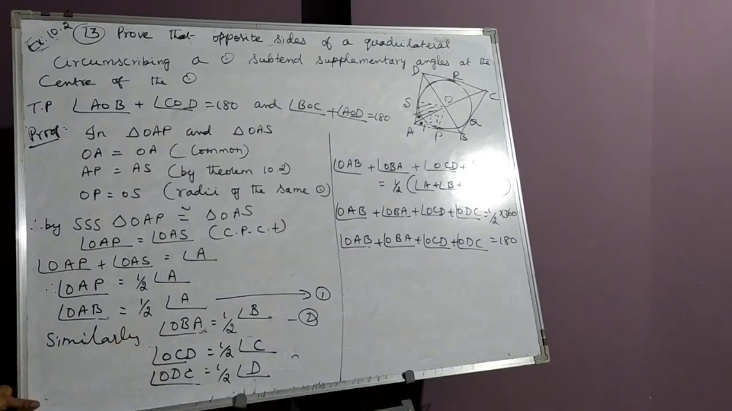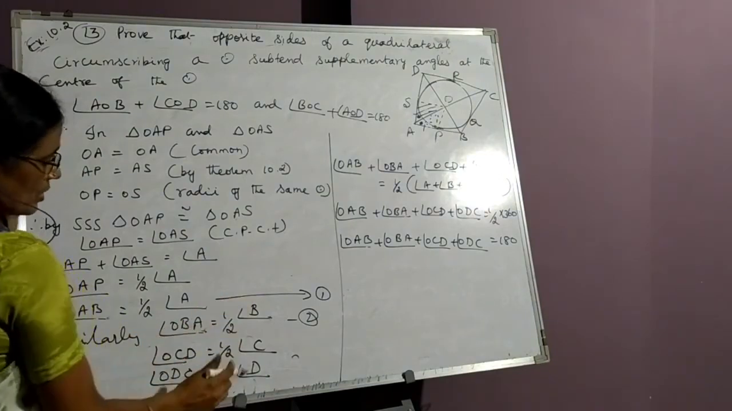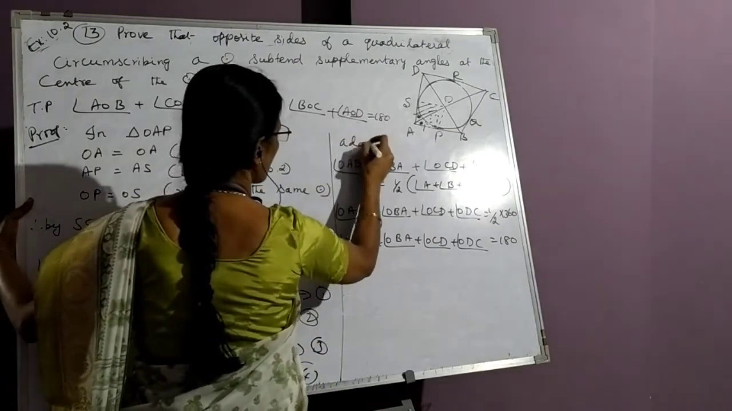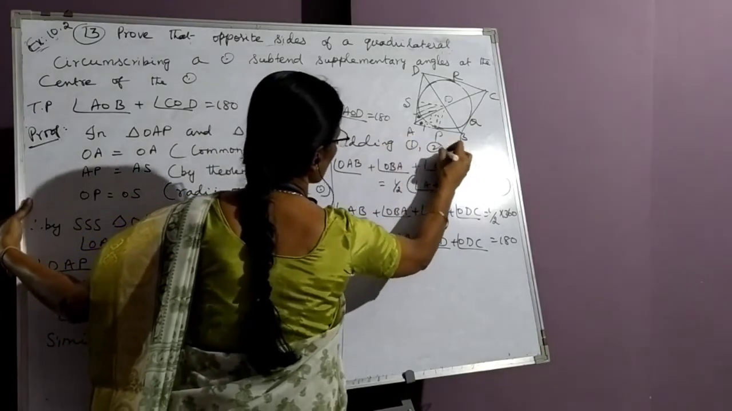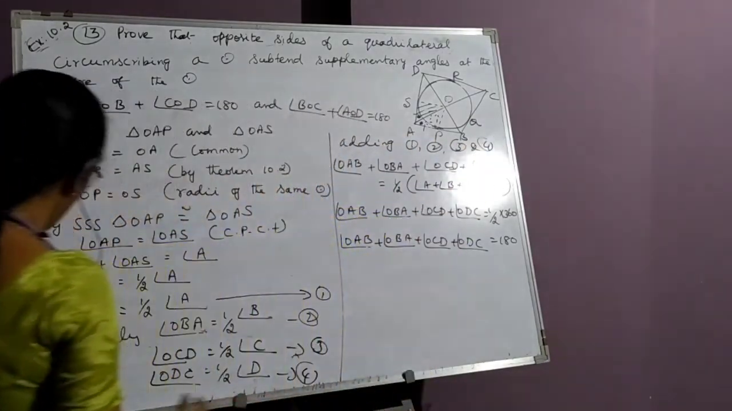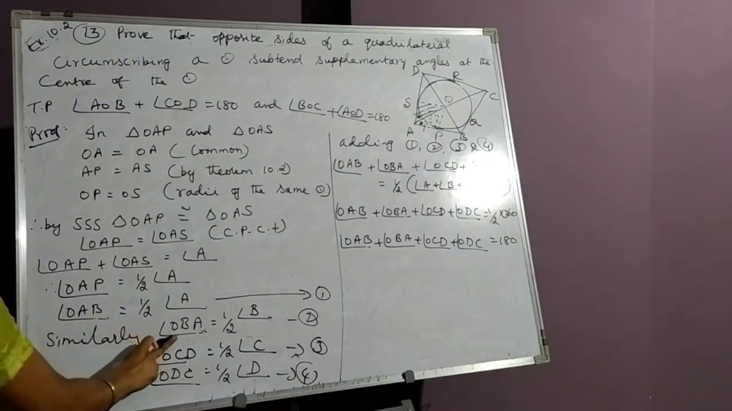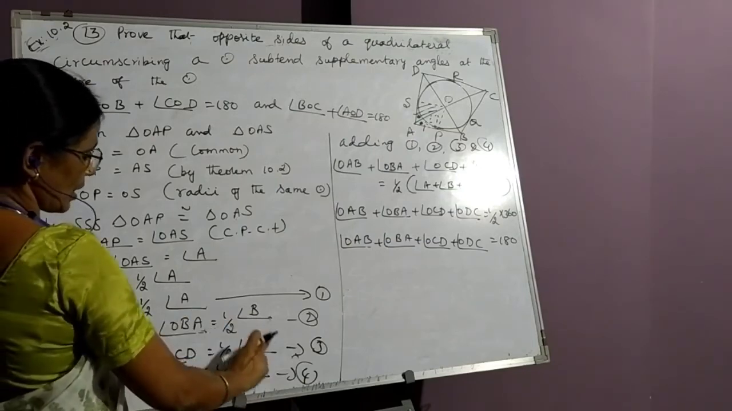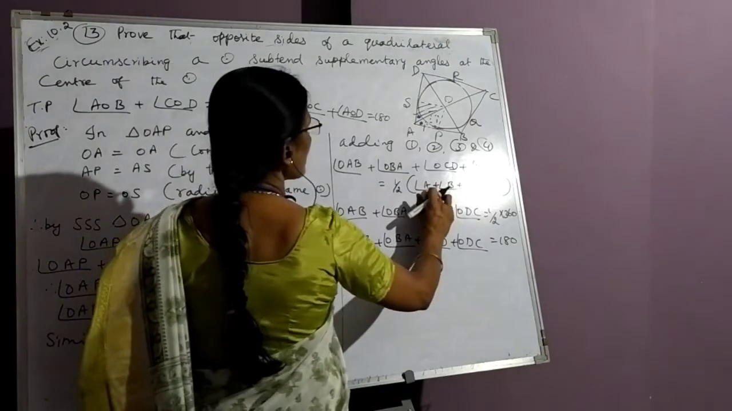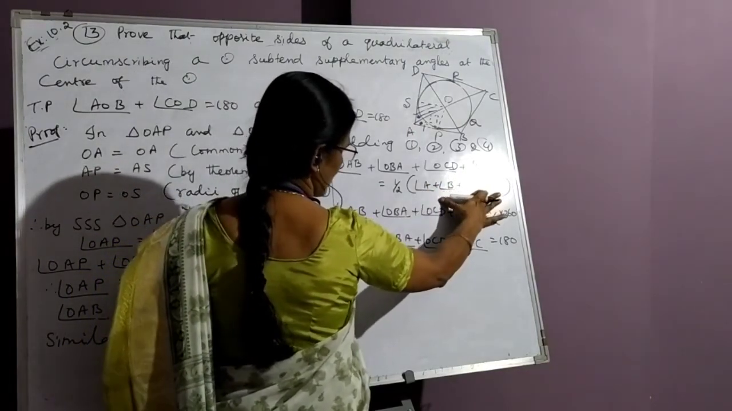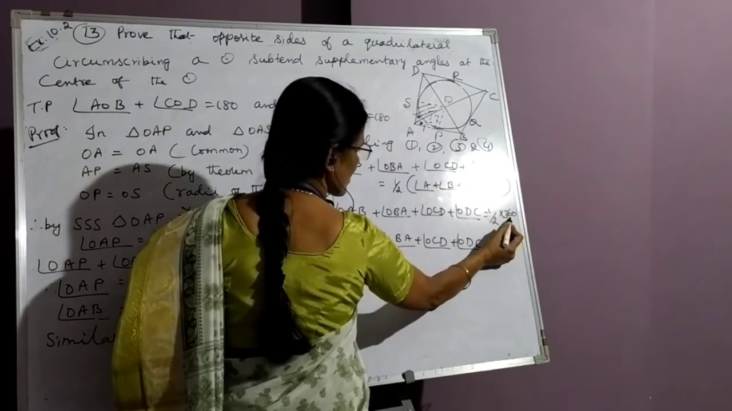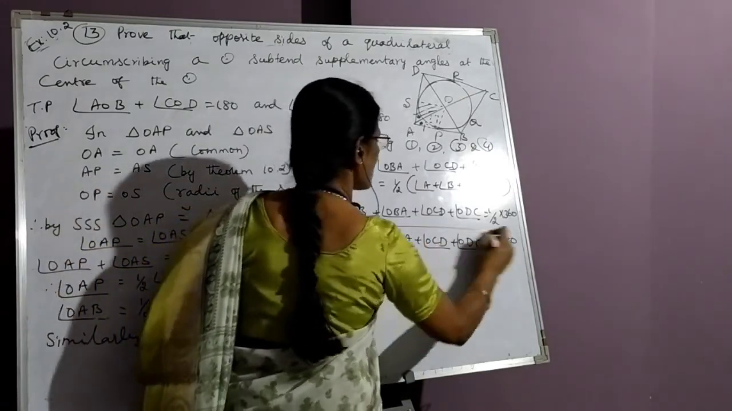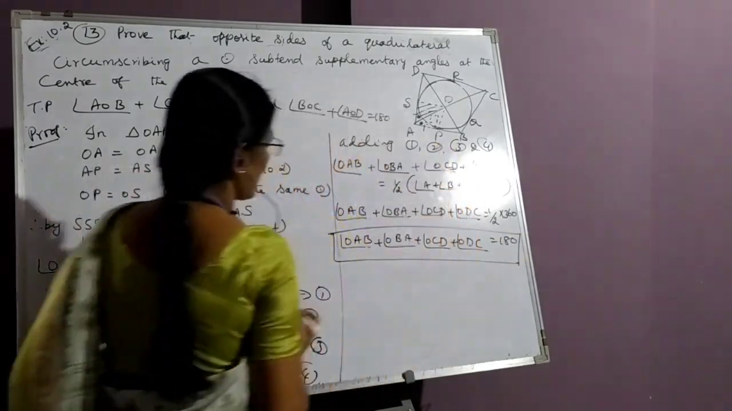That is written here. Then we have added all these four results, 1, 2, 3 and 4. We get angle OAB plus OBA plus OCD plus ODC is equal to half of A plus B plus C plus D. These four angles are angles of a quadrilateral. So what is the sum of these four angles? Equal to 360. So half of 360, how much do we get? It is equal to 180. This result we are going to use in the coming result.